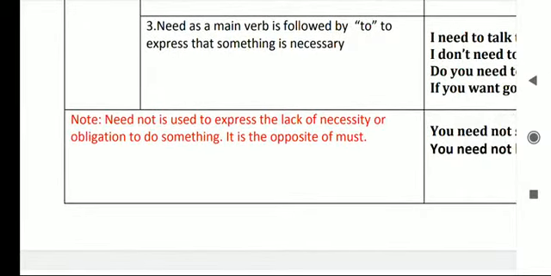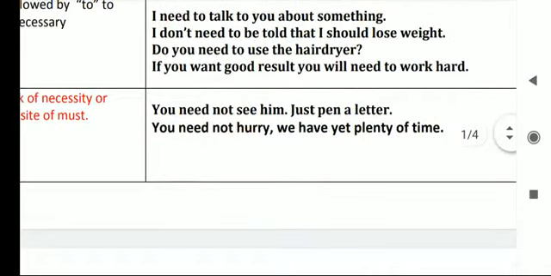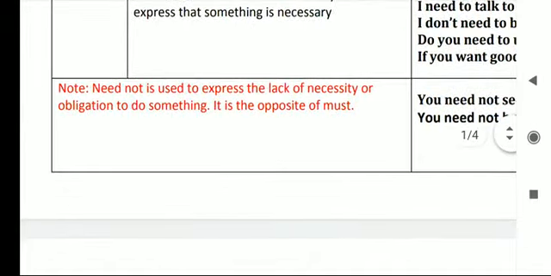Note, need not is used to express the lack of necessity or obligation to do something. It is the opposite of must, as in the following examples. You need not see him, just pen a letter. You need not hurry, we have yet plenty of time. So, need not expresses the lack of necessity or obligation to do something.